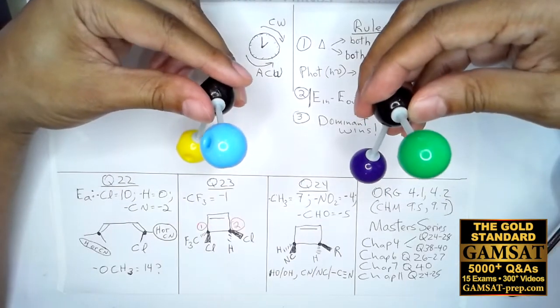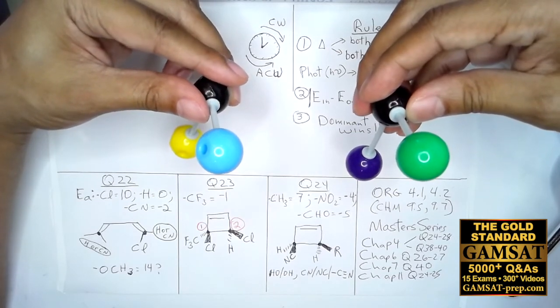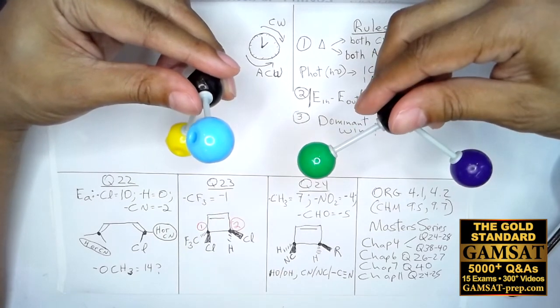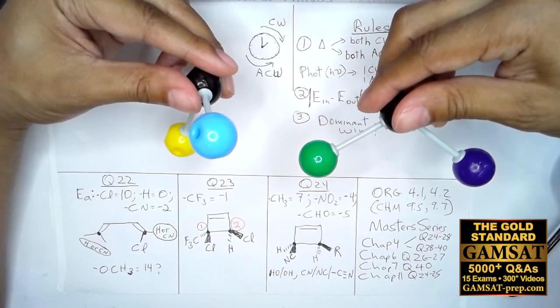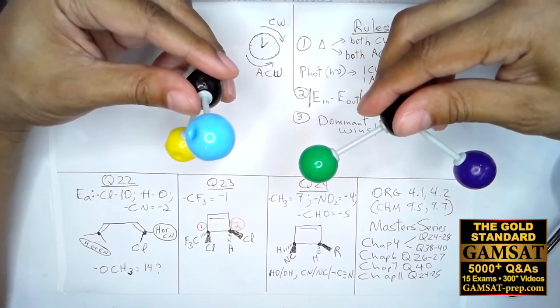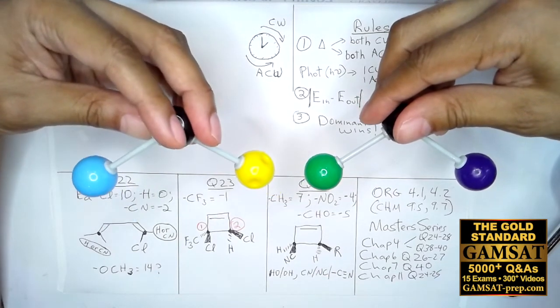Now let's consider that the purple group is hydrogen. Green is still chlorine. Of course, chlorine dominates. And no matter where the cyano group is, whether it is yellow or blue, it has no choice because chlorine dominated. And if this is thermally, it has to move in this direction.